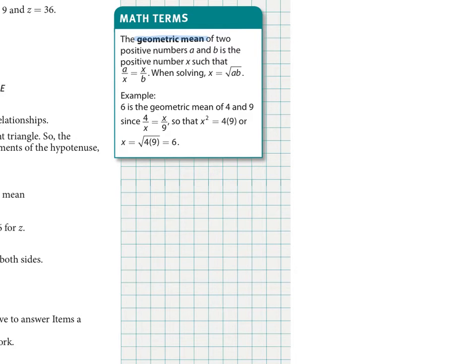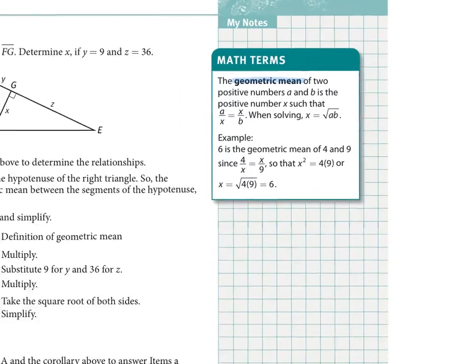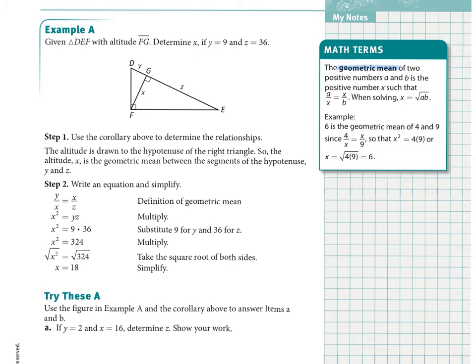Essentially, what we're going to be doing is trying to solve for different pieces of our triangle when we only have a certain amount of information. And I can tell you, it's not always going to be using the Pythagorean theorem for every single aspect. We might not have enough information to use the Pythagorean theorem. So this is another way that we're going to encounter this. Let's start to look at example A to understand this a little bit better. Example A says, given triangle DEF, with our altitude FG, we want to determine what x is. So we want to determine what the altitude is. And we also know what y and z are.